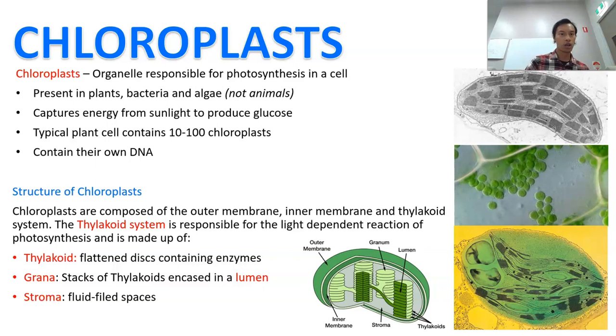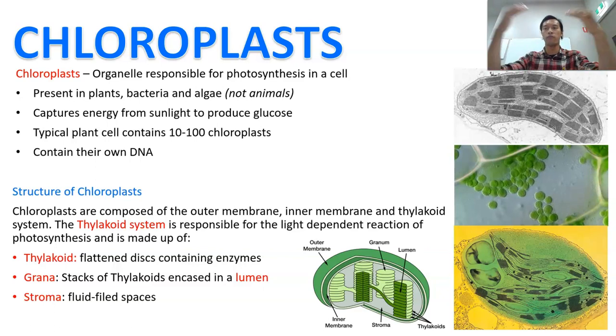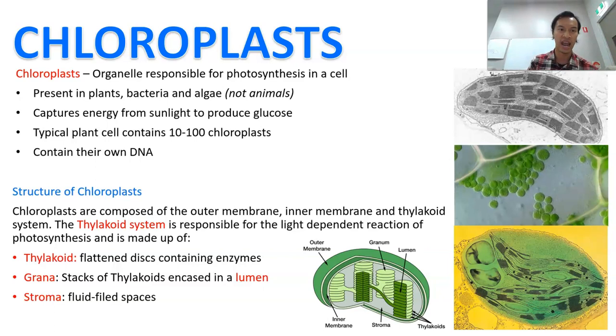Chloroplasts, the next organelle that we're going to look at. Chloroplasts are the famous organelle responsible for photosynthesis in plants and in bacteria and algae, but not in animals, okay? Photosynthesis is the ability to capture energy from sunlight to produce glucose, and a typical plant cell will have 10 to 100 chloroplasts. That's what they look like, the little round things. And here is another micrograph of a chloroplast, okay?